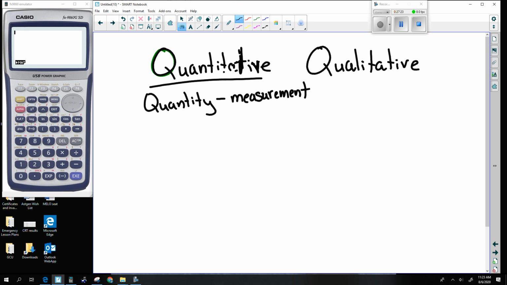But there are obviously a lot of numbers that are measurements. You know, your height, your weight, your age, things like that. Those are measurements. Those are quantitative if it is a measurement.